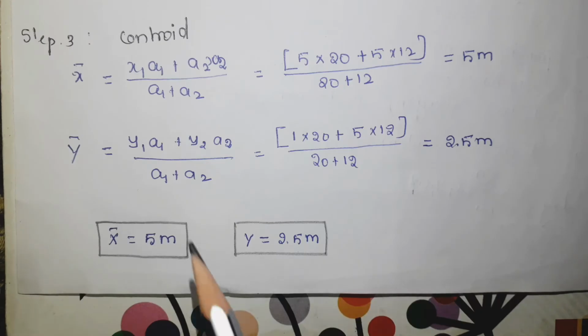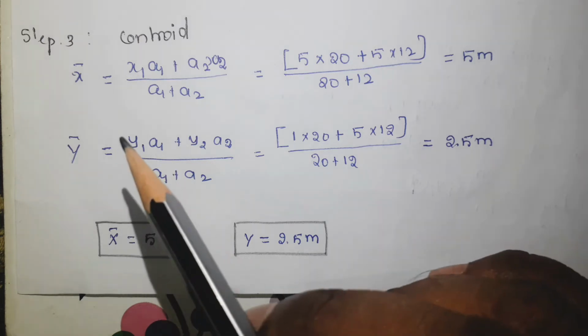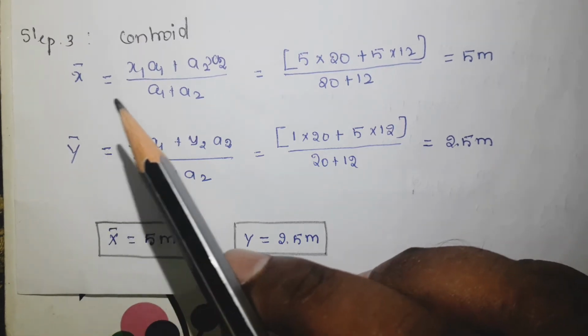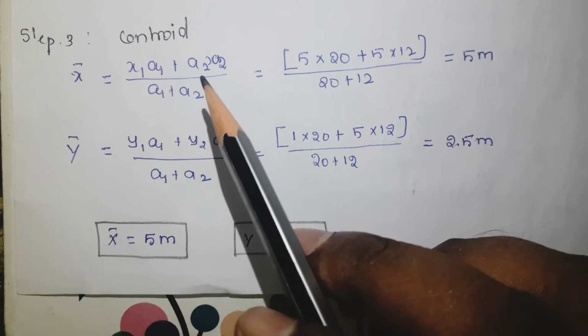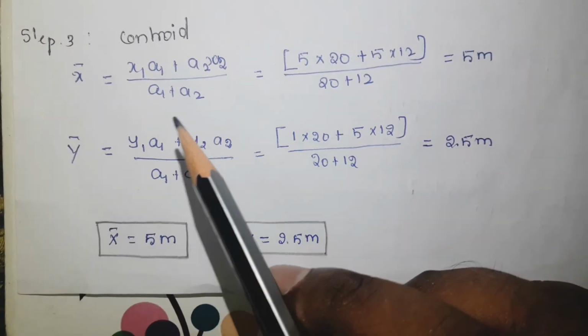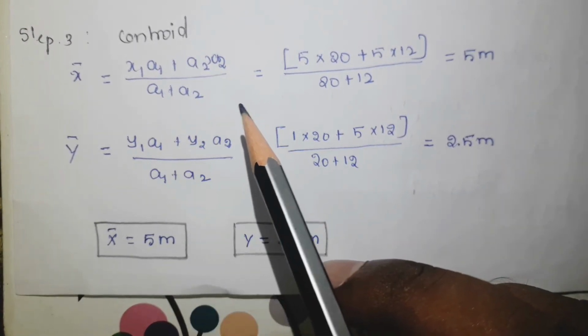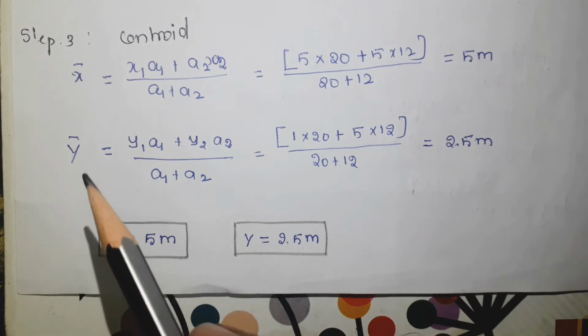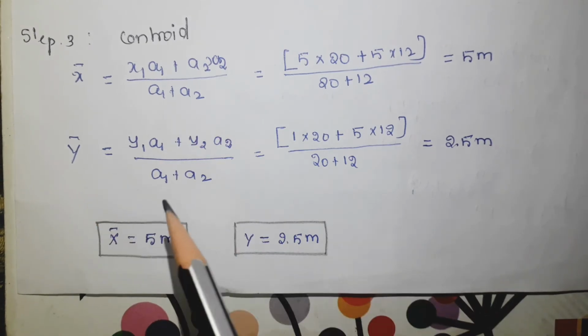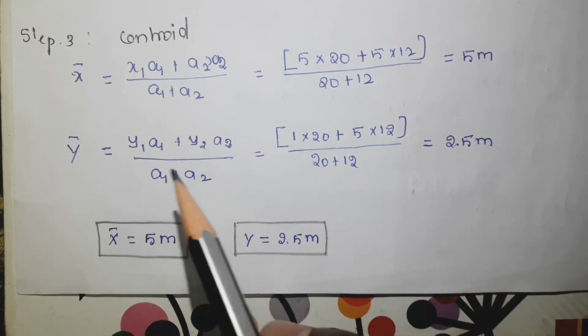Now the third step is finding the centroid. It is needed to find the moment of inertia with respect to the centroidal axis. So this step is very important. Now by using the common formula, x bar equals x1 a1 plus x2 a2 divided by a1 plus a2, substitute the values, and you get the answer as 5 meter. Similarly for y bar also, use this formula and substitute all the values, y1 a1.